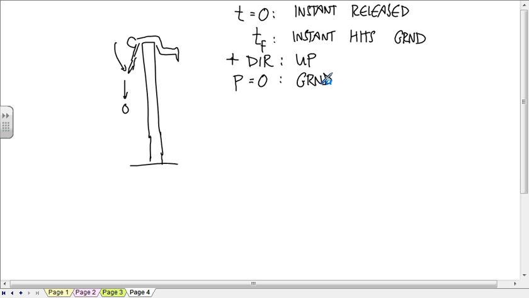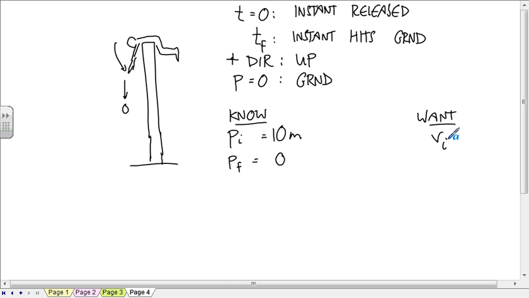Okay, so now we're going to list out what variables we know and what we want to find. Do we know the initial position? 10, yep. Do we know the final position? 0, yep. Do we know the initial velocity? Nope, and that's what we're looking for. Do we know the final velocity? Nope, that's the one. That's an easy mistake to make.